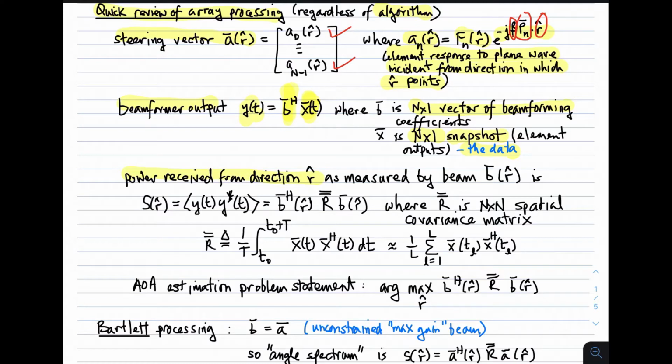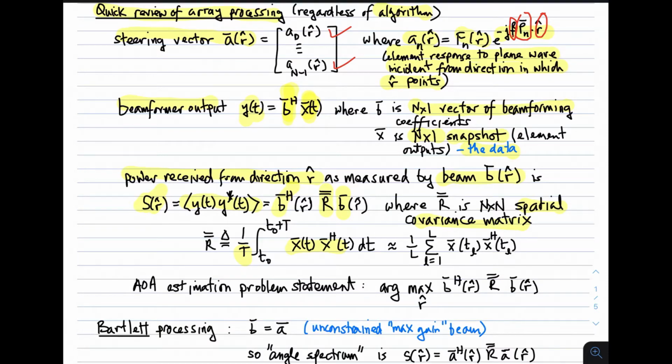The power received from direction r hat, as measured by the beam b, is given by this expression s as a function of r hat, which is the correlation of the beamformer output with its conjugated version, which we've shown in another lecture to be equal to the beamformer vector Hermitian times the spatial covariance matrix times the beamforming vector again. Recall that the spatial covariance matrix is simply the outer product, that is, the snapshot times its conjugate transpose, integrated over some period of time t.